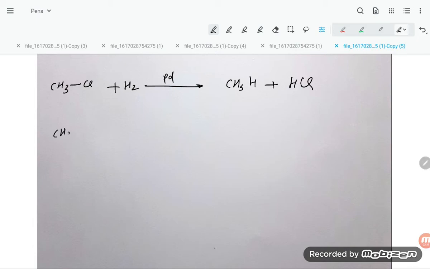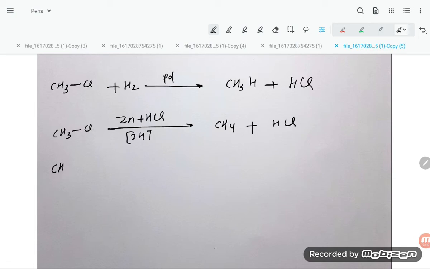Another thing: if you have CH3Cl and you treat it with Zn plus HCl, it will also supply nascent hydrogen, so it will form CH4 plus HCl. If you take CH3Cl and treat it with sodium and ethyl alcohol, C2H5OH, it will again give CH4, and NaCl will form.